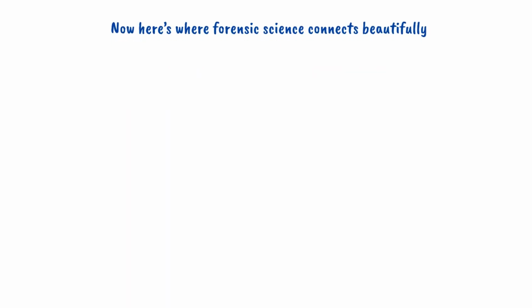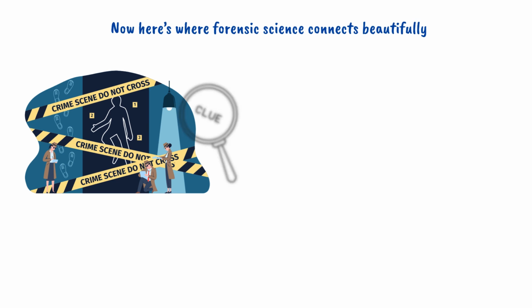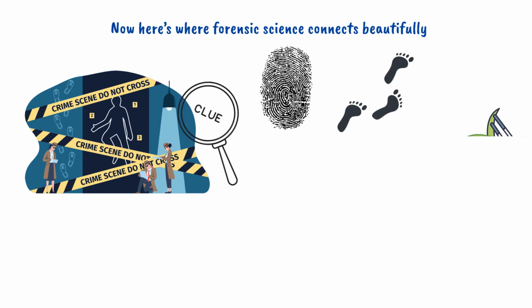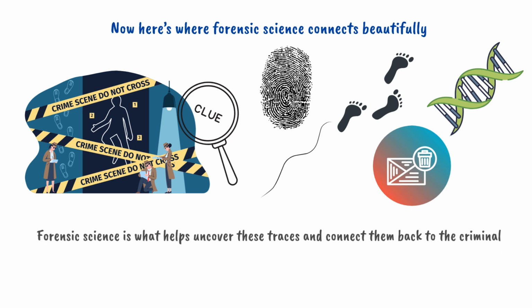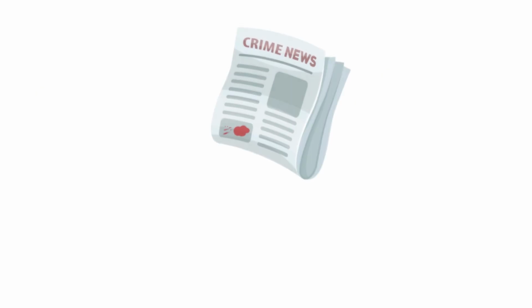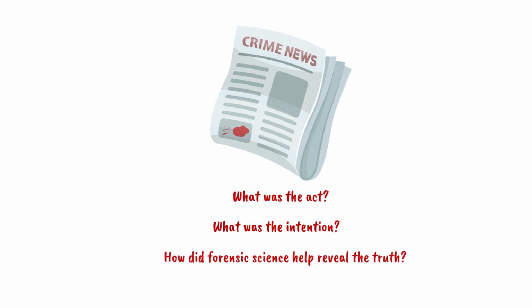Now, here is where forensic science connects beautifully. Every crime leaves behind clues, a fingerprint, a footprint, a trace of DNA, a strand of hair, or even a deleted text message. And forensic science is what helps uncover these traces and connect them back to the criminal. It's literally the science of crime detection. So, whenever you read about a case, ask yourself what was the act, what was the intention, and how did forensic science help reveal the truth?